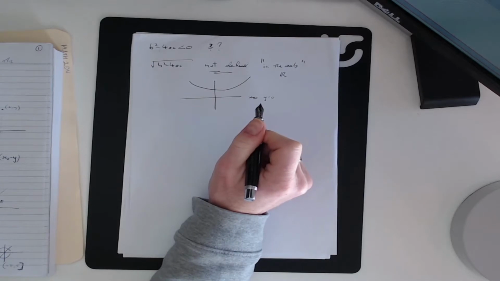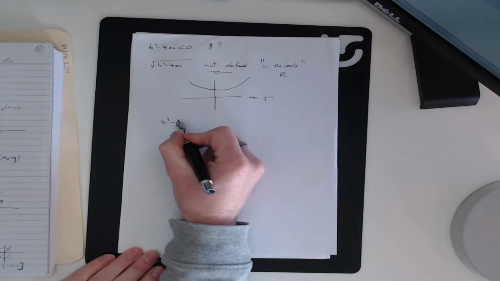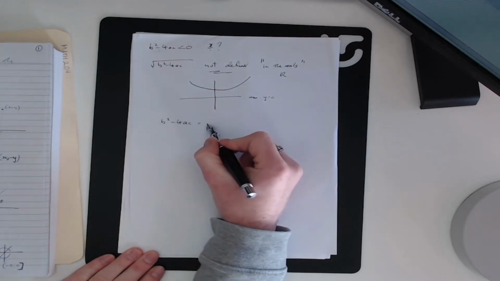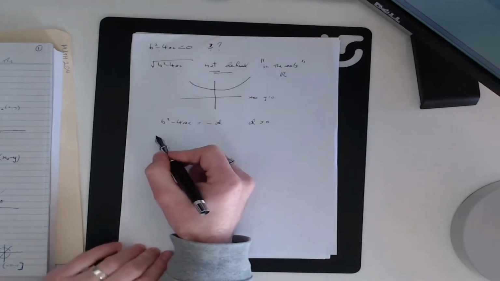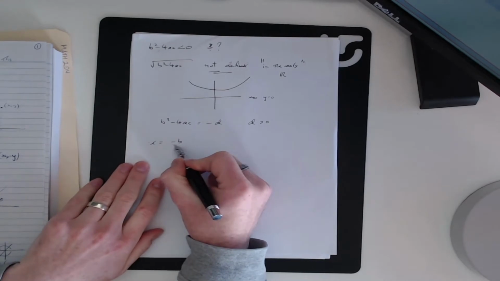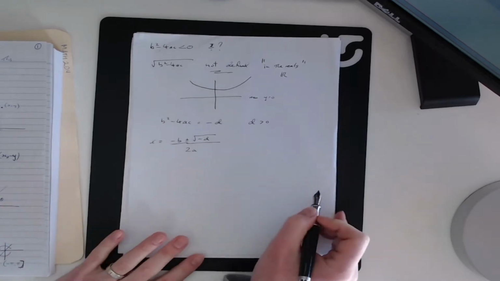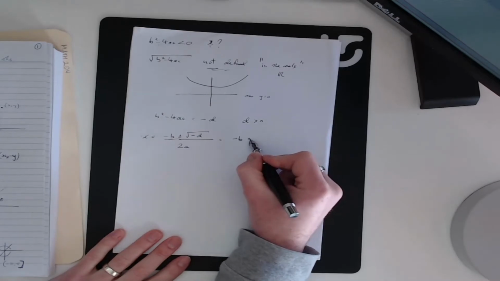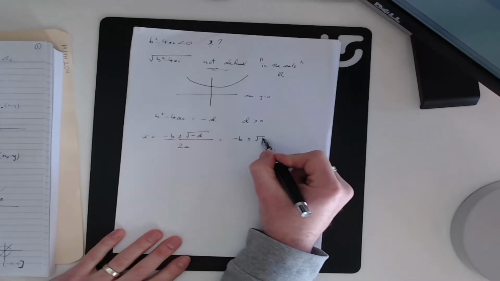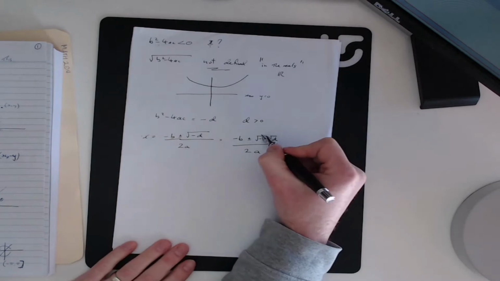But we could pretend. So this is negative, right? So b squared minus 4ac is going to be equal to the negative of some number d, where d is greater than 0. So in this case we could write x equals minus b, plus or minus the square root of minus d, over 2a. And we could write this as minus b plus or minus the square root of minus 1 times the square root of d, over 2a. And what we would need at this point is to know what on earth this means.